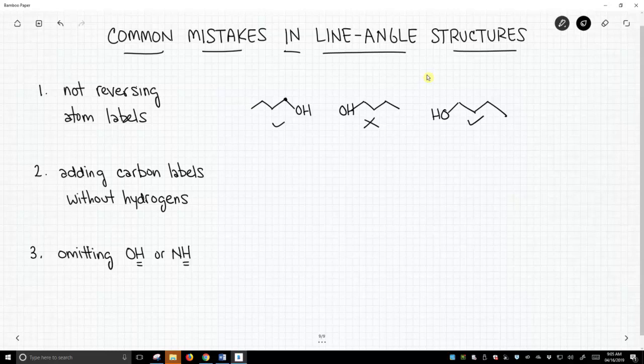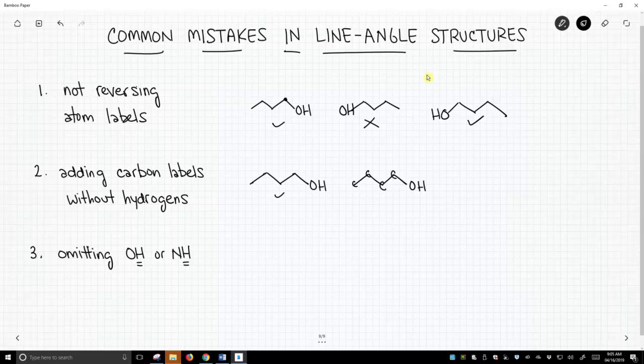What's another mistake? Let's say our problem is the same. We want to draw this molecule, and we know this molecule has 4 carbons in it. So this is a valid structure. So let's redraw it and say, well, I want to make sure that I got all 4 carbons in the structure. So there's a carbon, there's a carbon, there's a carbon, and there's a carbon.